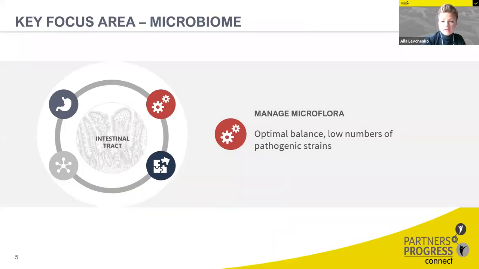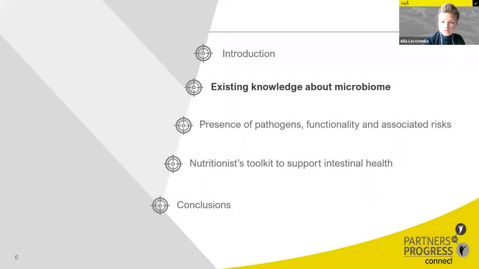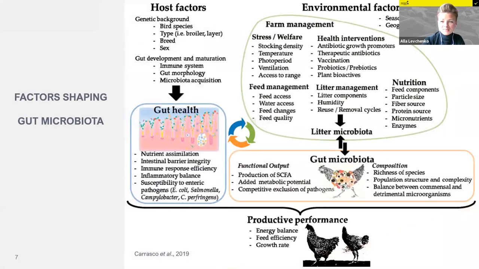Intestinal health has a direct influence on the overall health and productivity of the animals. And one of the key focus points with gut health is microflora. And when we discuss the topic of microflora, the main points of attention are optimal balance and low numbers of pathogenic microbial strains. So with this, we will quickly move into the overview of existing knowledge about microbiome. And this is quite a busy slide, so please stay with me. I will take you through it.